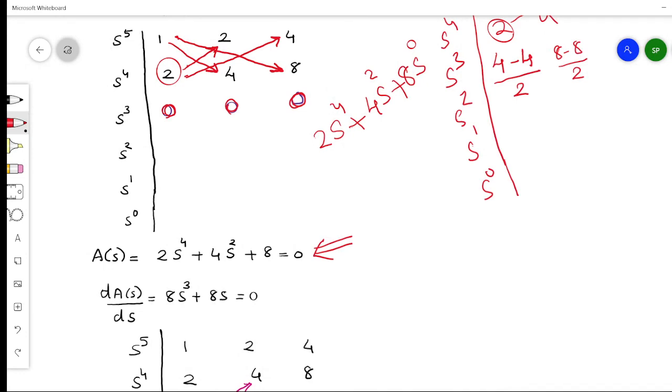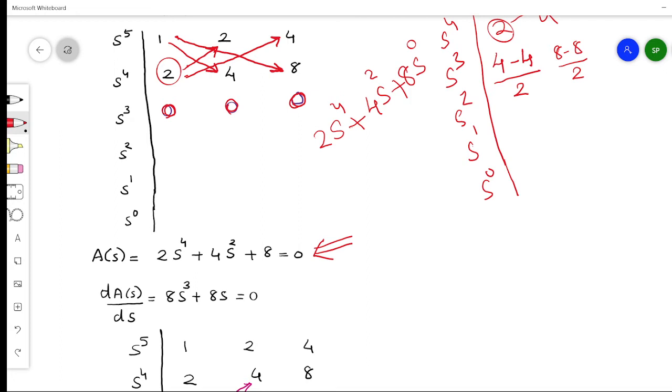Now, for completing the array, this is where the difficulty arises. This is one of the cases of difficulty that arises when forming the Routh array, that is, all the elements of a particular row becoming 0. If it happens like that, then you have to write the auxiliary equation.